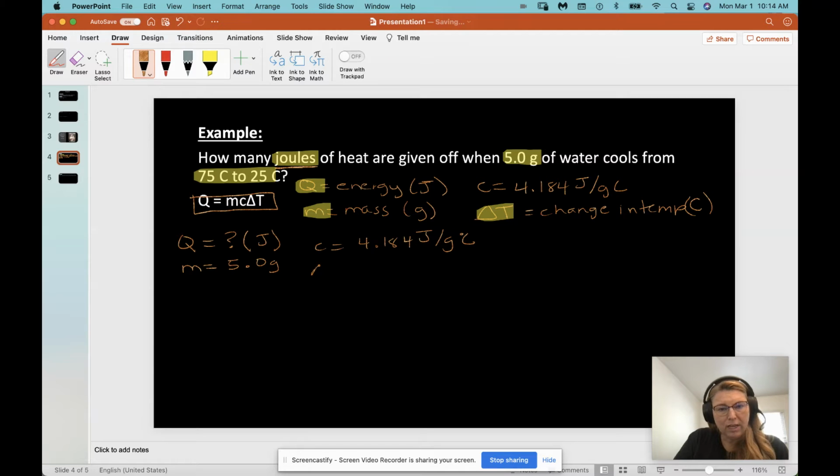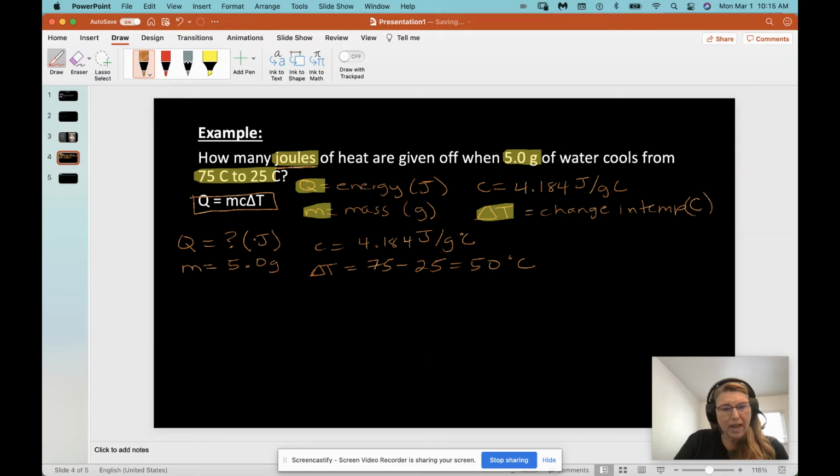And then finally, delta T is going to be our change in temperature. For our class, we'll always be thinking of this as an absolute value, because in beginning chemistry, they tend to word the problem so that you would never get a negative number for Q. That's not necessarily the case in college, but for us in high school, that is the way it usually is. So we're going to say 75 minus 25 is equal to 50 degrees Celsius.